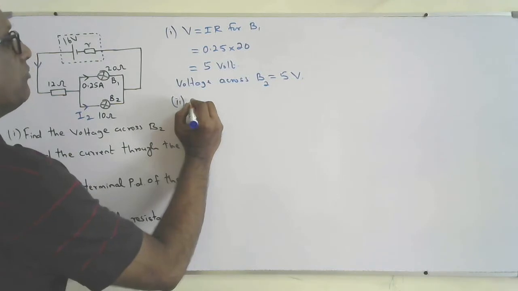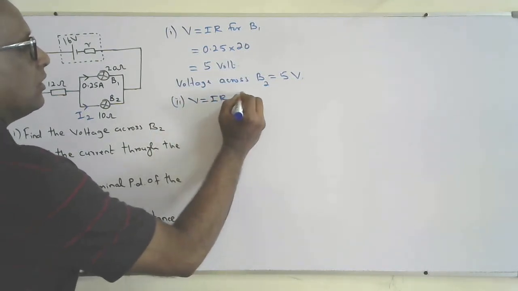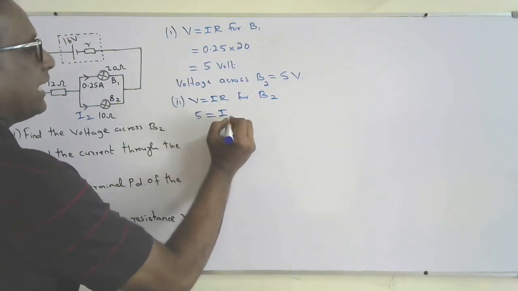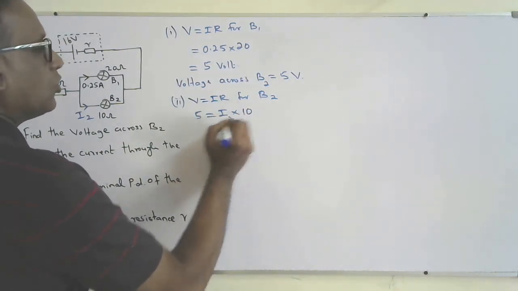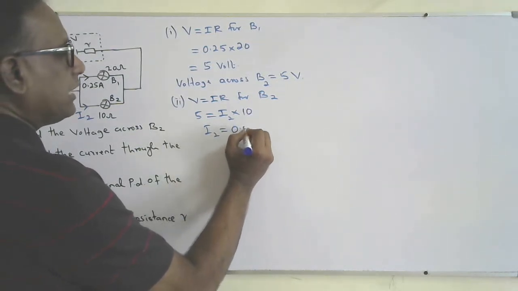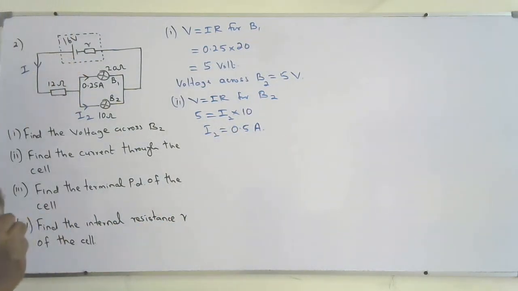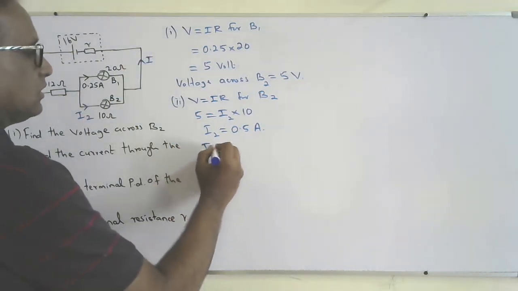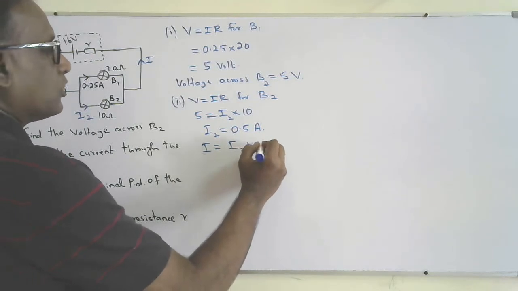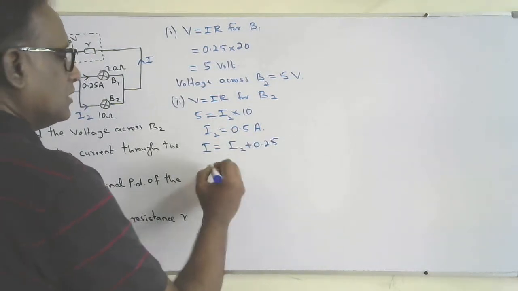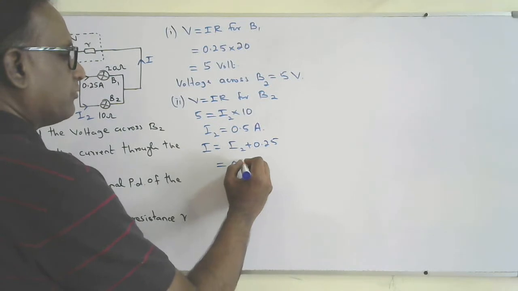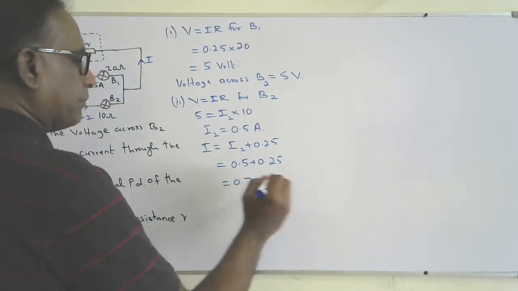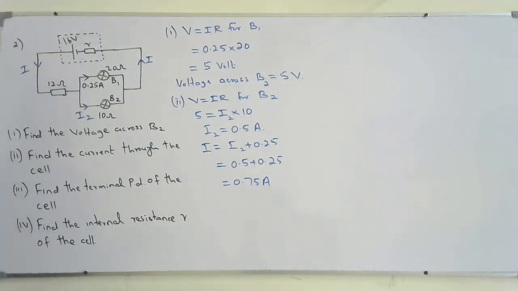So I can use V equal IR for B2. I know the voltage across it, 5 volt. I need to find I2. The resistance is 10 ohms. So I2 will be 0.5 amperes. So current through the cell is I. I know that I is equal to I2 plus 0.25, so 0.5 plus 0.25, that will be 0.75 amperes. So that's the current through the cell.